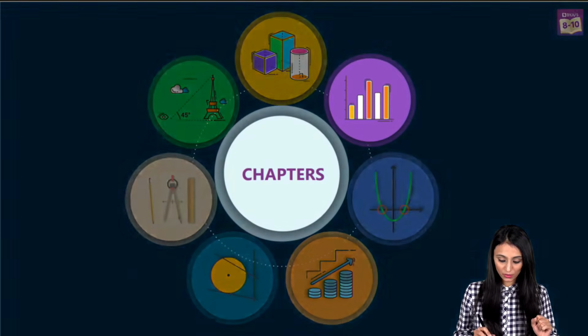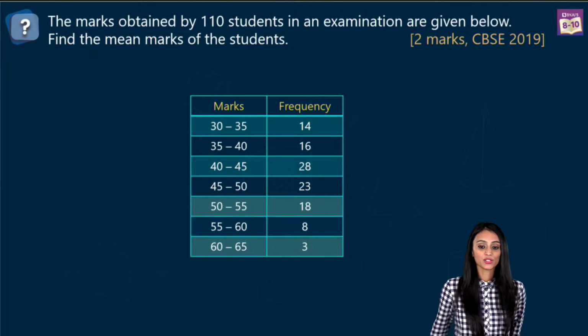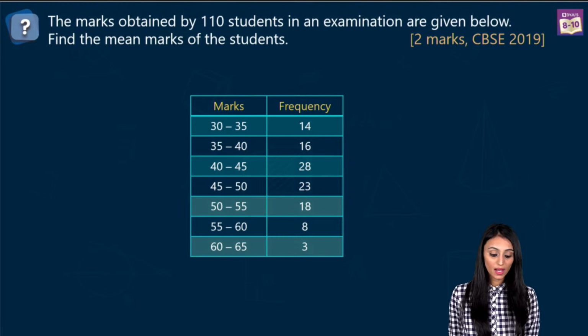Let's see which chapter do we have next. Now we'll be discussing statistics. Okay. So here we go. The marks obtained by 110 students in an examination are given below. Find the mean marks of the students. Right, it's 3 centimeter.